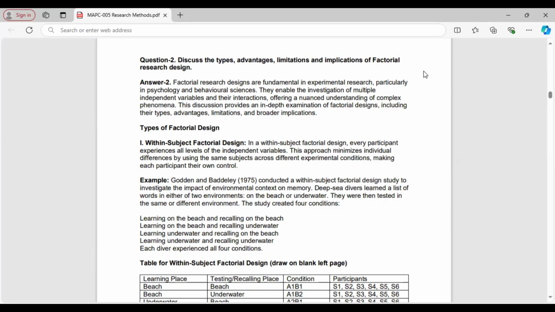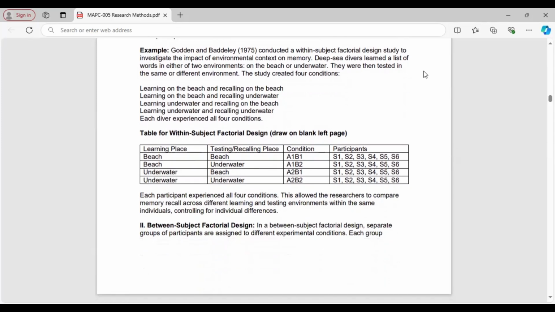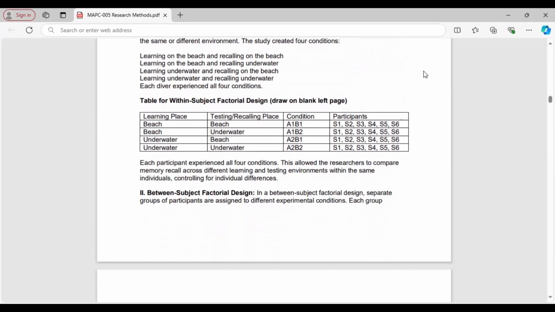Types of factorial design. Within subject factorial design: in this design, every participant experiences all levels of the independent variables, thus minimizing individual differences. For example, in a study by Godden and Baddeley in 1975, deep sea divers learned a list of words in different environments and recalled them in various conditions, allowing for direct comparison across settings. You can see the example in detail along with the table I have shown, and draw this table on the left side of your assignment.